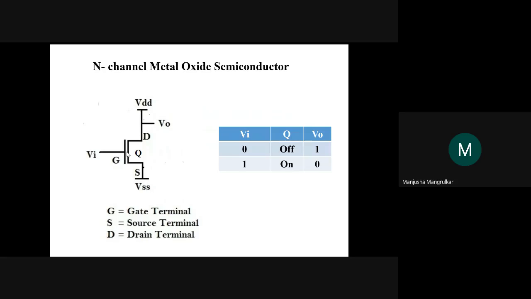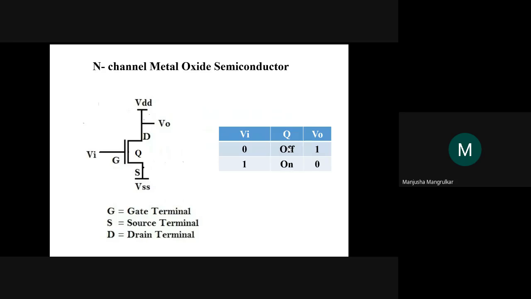Your non-inverted input is here, no inversion at the gate terminal, and your source is connected to the VSS. This is the gate terminal, drain terminal, and source terminal. Here, if you are giving a 0, your transistor will be off. The transistor being off means the ground is not connected, your output is connected to the VDD, so your output will be a 1. In PMOS, if you are giving a 0, your transistor is on.